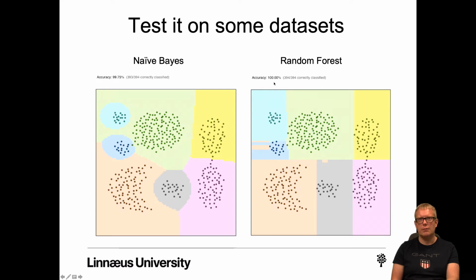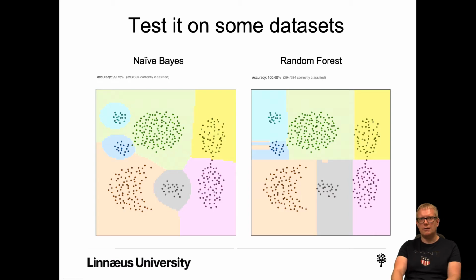The random forest also divides the clusters. We get slightly higher accuracy because here we have a misclassification. But with the random forest, we also see some indication of overfitting, since the boundaries, especially for the blue class, are quite complex. So in this case, Naïve Bayes works really well.